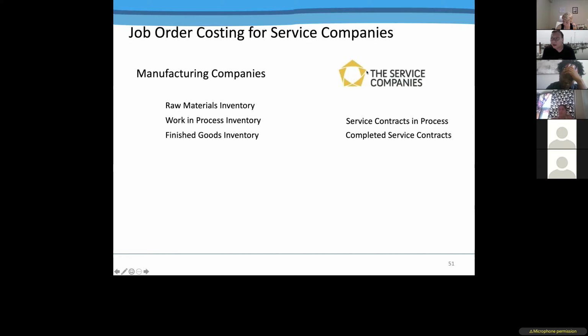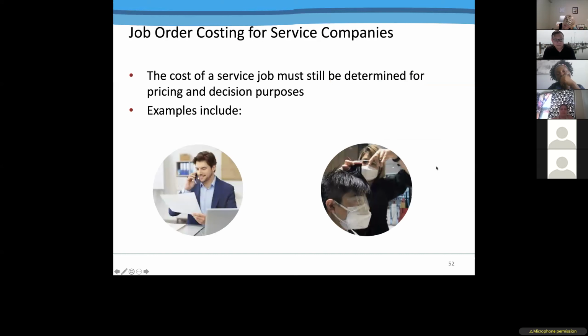So in parallel, for service companies, even though they don't have the three inventories, they have something similar. Okay, they can have these two accounts that are similar to the work in process and finished goods inventory. Some examples of service companies would be an accountant, a professional chartered professional accountant, or a hair salon. These are all service companies.